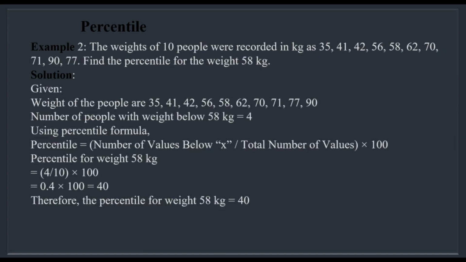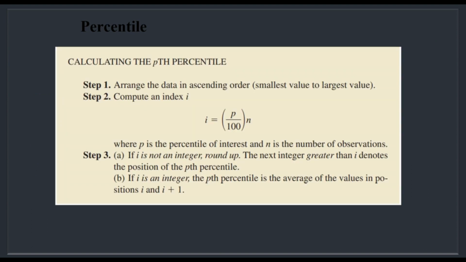Another value: if you want to calculate the percentile for 58, how many values are there below 58? 1, 2, 3, 4. So 4 by 10 into 100, 40 is the percentile for the score 58 in this example. Easy, but in an actual calculation, we are not calculating the percentile for a particular data point. We are calculating which data holds the 25th percentile or 50th percentile, etc. So for that there is another example.